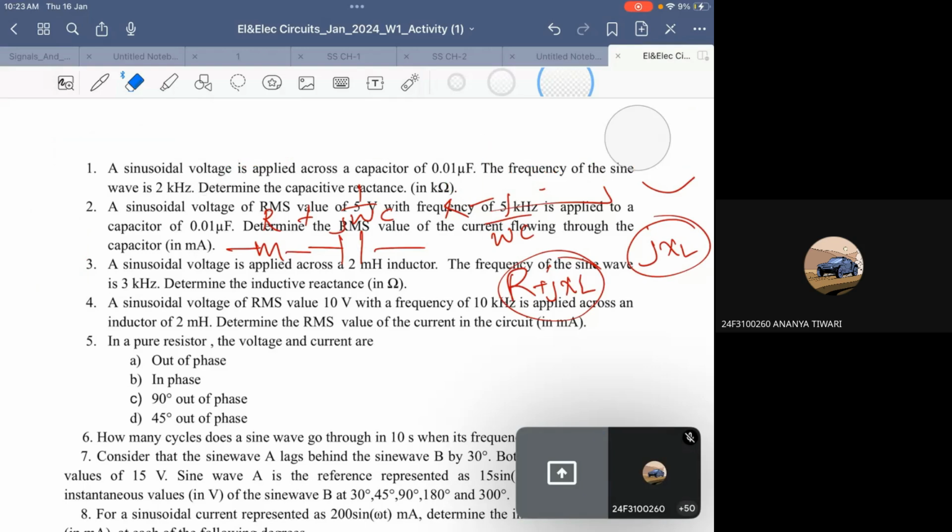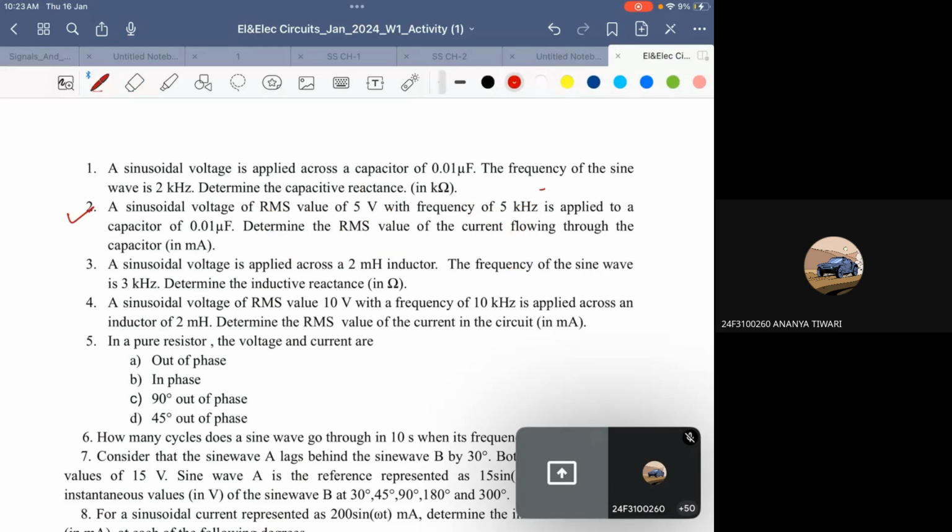So the next part is what? This is also pretty simple. What is given? A sinusoidal voltage of RMS value 5 volt with the frequency of, okay. If you have been given the RMS, how will you calculate the peak? What is the formula? Root 2 times, right? If you multiply the RMS with root 2, then you'll be getting the peak value.